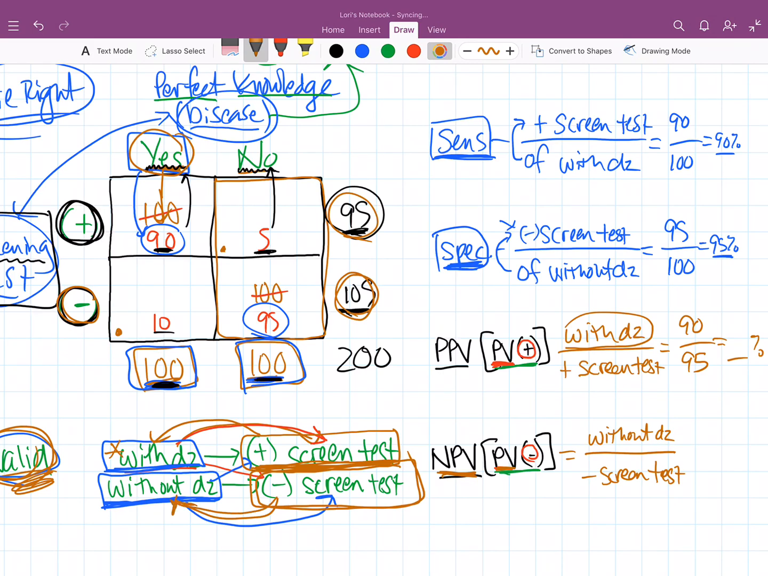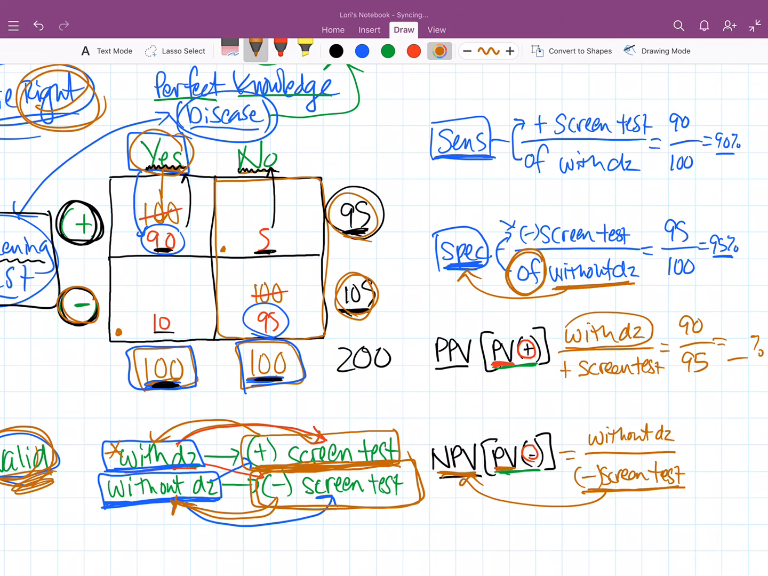Now I want you to notice something. I use this word "of" a lot, or "among those." Anytime you see a sentence in English, you can dissect that by just seeing "of who." Is it of those without disease? Then they're talking about specificity. If you're talking about of those with a negative screening test, then you're talking about negative predictive value. In other words, of those with a negative screening test, what percentage of the time were we right? What percentage of the time did we come to the right conclusion?